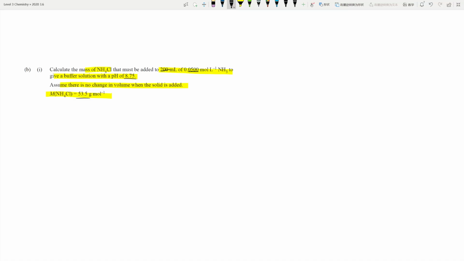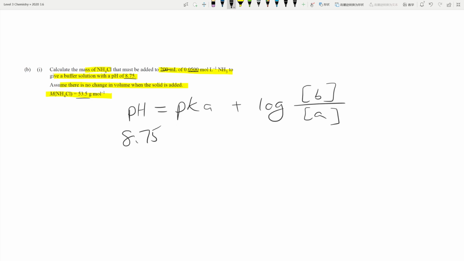Okay, so how this works, first things first, you need to remember the equation: pH equals pKa plus log base over acid. This is one of the equations you need to remember. And now, first things first, let's actually get the pH. pH equals 8.75, which is right here. pKa is 9.24, which is in the equation. If you reverse back, you can find it in the equation.